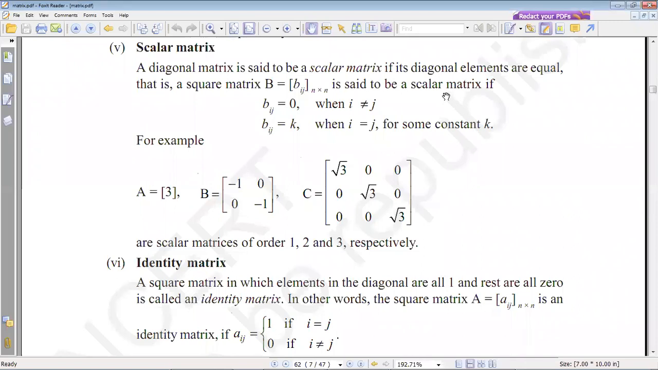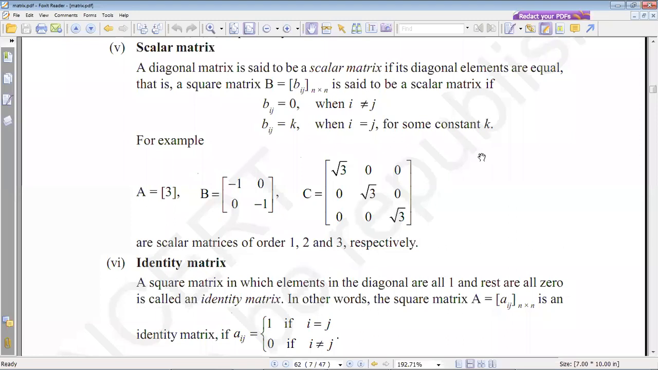Now what is a scalar matrix? If all the diagonal elements are equal, that means same, then that matrix is called a scalar matrix. Here see, all the diagonal elements are root over 3. So that's why it is a scalar matrix. Rest all elements are equal to 0.